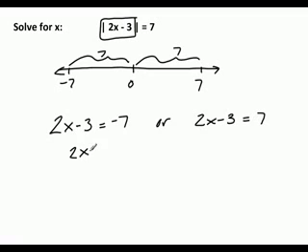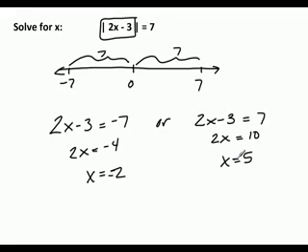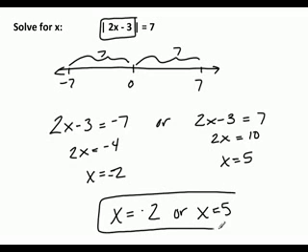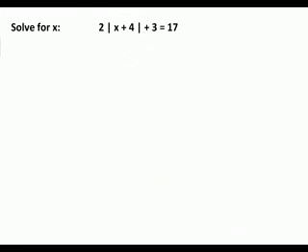So now I'm going to solve each one individually. I'm going to add 3 to both sides, get negative 4. Divide by 2 and get negative 2. Add 3 to get 10, divide by 2, and I'm going to get 5. So I have two answers. X could equal negative 2, or x could equal positive 5. And those would be my two solutions for solving the absolute value. Now all problems should have two answers, except if I wanted it to be equal to 0, because if you are 0 away from 0, there's only one answer, you're at 0. But other than that, if I give you any positive value here, you should get two solutions.